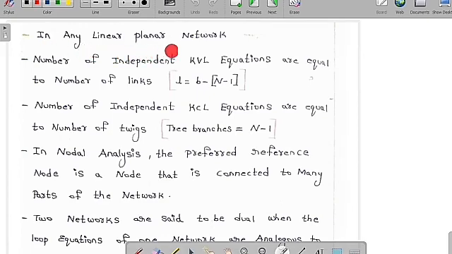In any linear planar network, the number of independent KVL equations is equal to the number of links. I have already told you that the number of independent KVL equations is equal to the number of links, which is L = B - (N - 1), and the number of independent KCL equations is equal to the number of twigs, which is equal to N - 1.